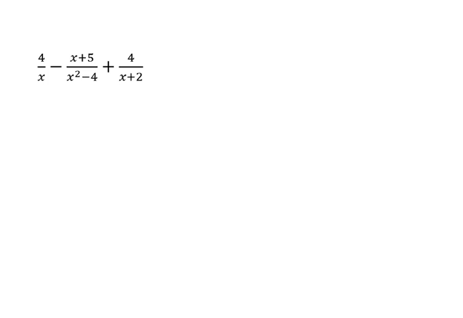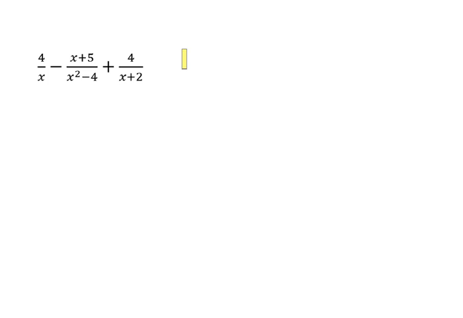So the first thing we're going to do is look at our denominators, and we see that they do not match in our problem here. And again, our problem is 4 divided by x minus x plus 5 divided by x squared minus 4 plus 4 divided by x plus 2.